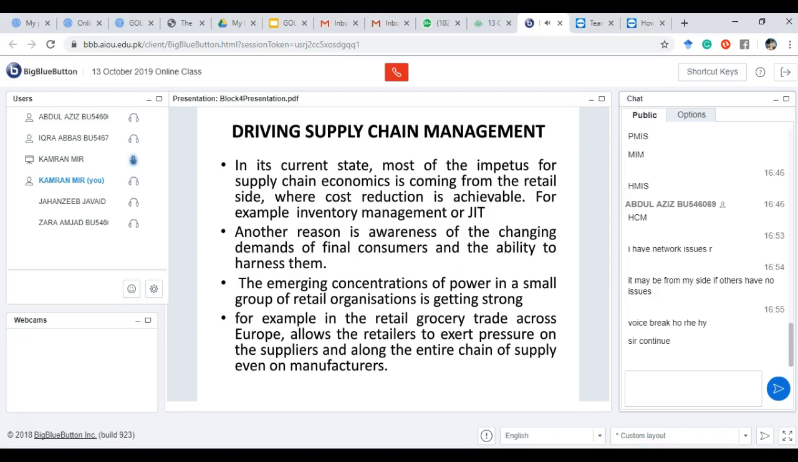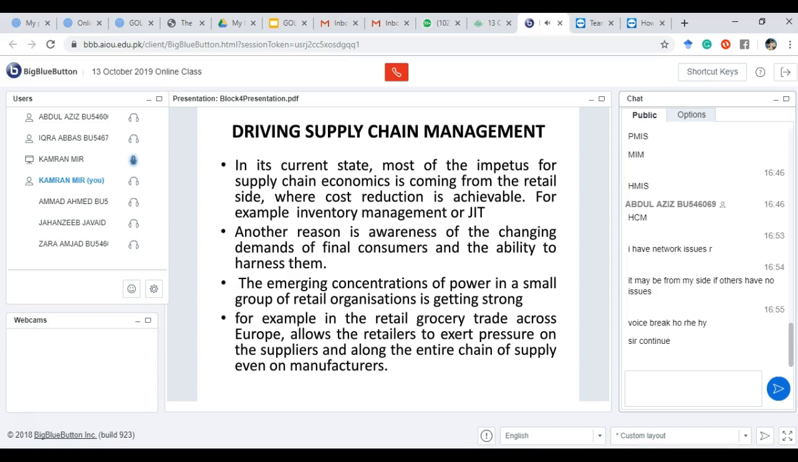Usually in that system, the companies don't hold a lot of stock. They just order the stock whenever they need it. It goes through the whole system, goes to the end user. So most of it is that. Another reason is awareness of changing demand of the final consumer and the ability to harness them. Now, that is also driving supply chain management, because it all depends on the consumer. They can always impact the demand of the product which the company is using. It depends on the awareness and obviously their ability to harness them.